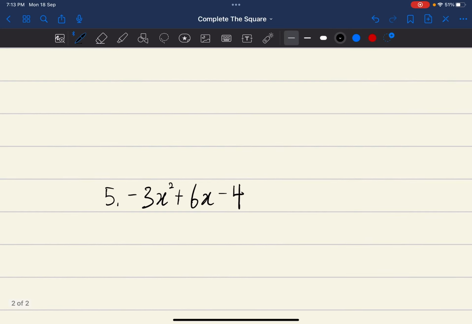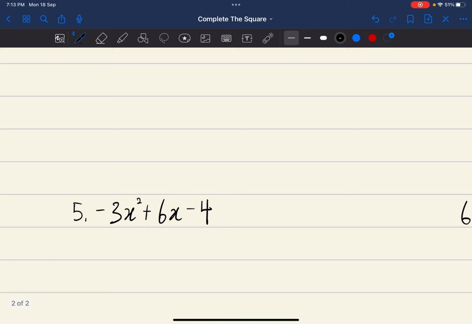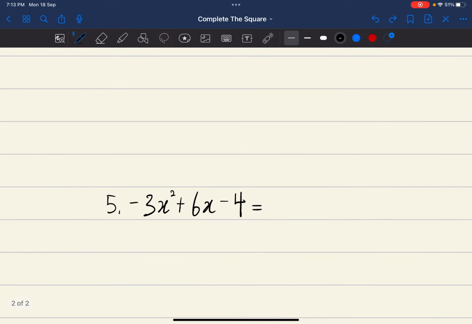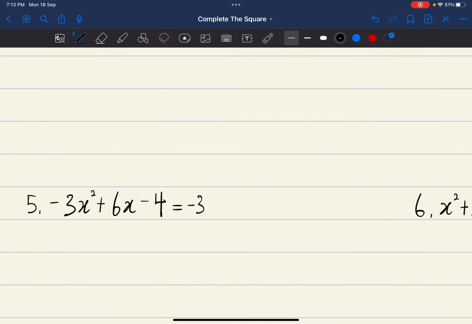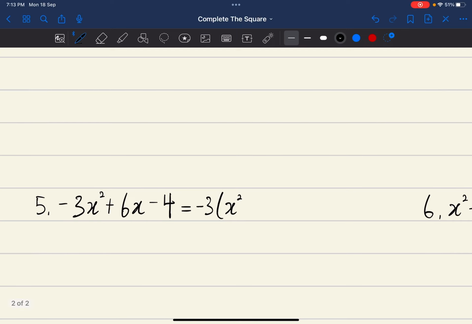All right, question 5. How do you do this? Same exact technique. We always want to make sure that the coefficient of x squared is positive 1. So since this is a negative 3, we want to remove it to make sure it's positive 1. So take out the negative 3. Negative 3 will be outside, and it'll be x squared. In this case, negative 3 times what equals positive 6? Negative 2, right? So we write negative 2 minus 4.